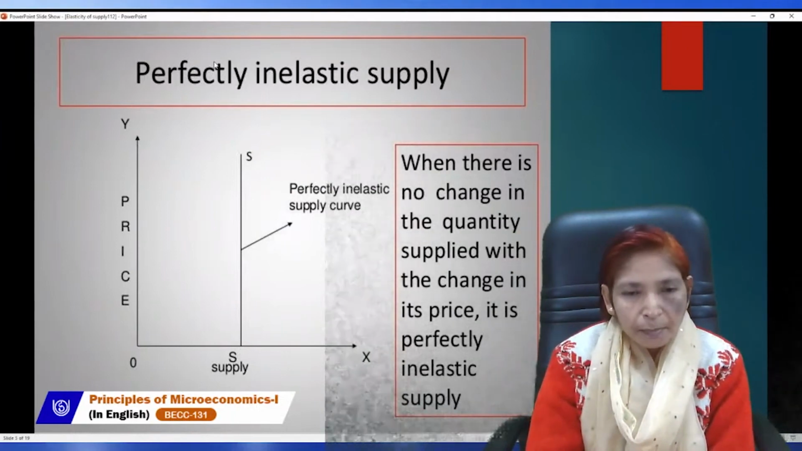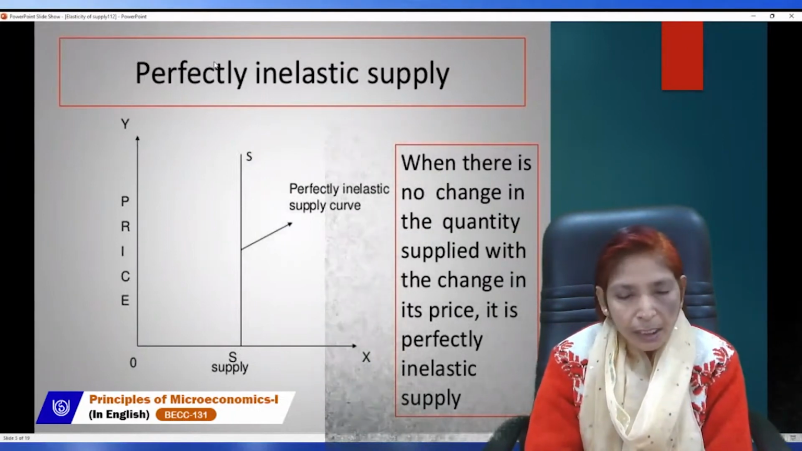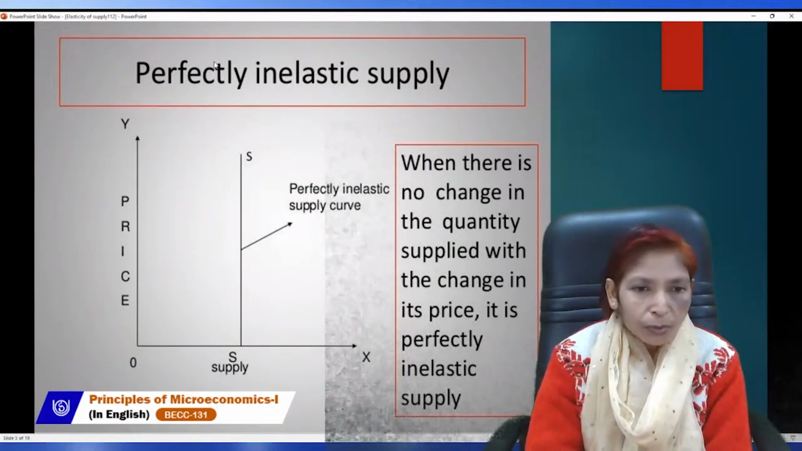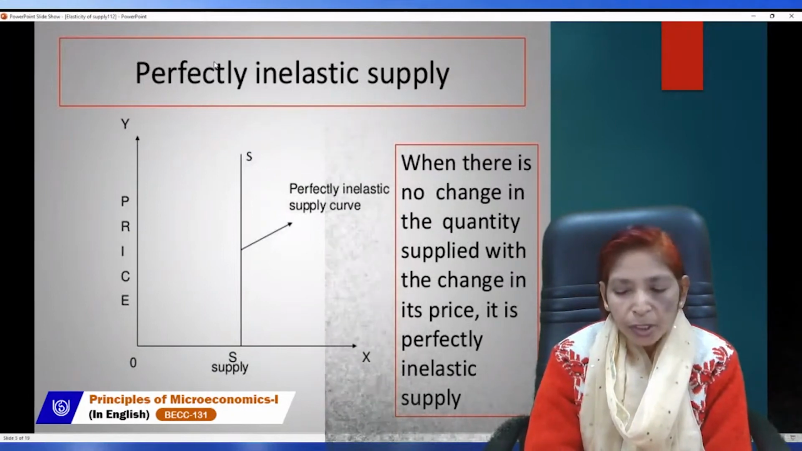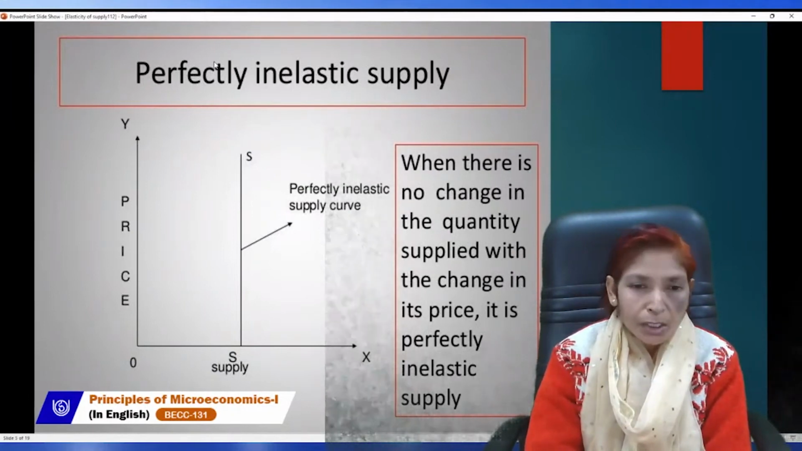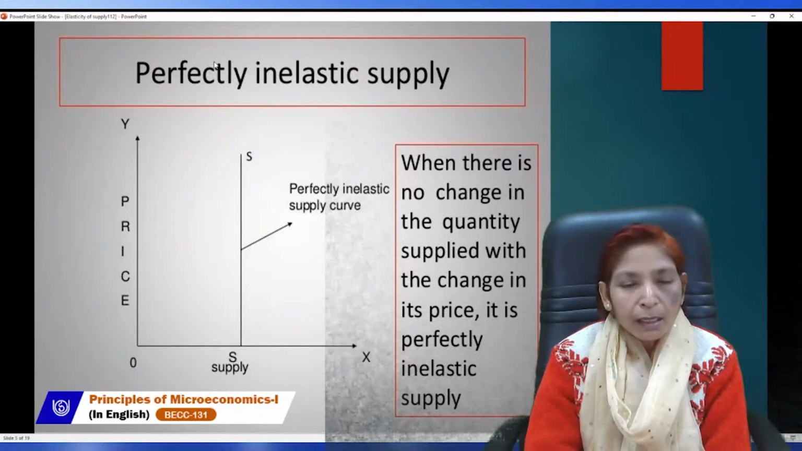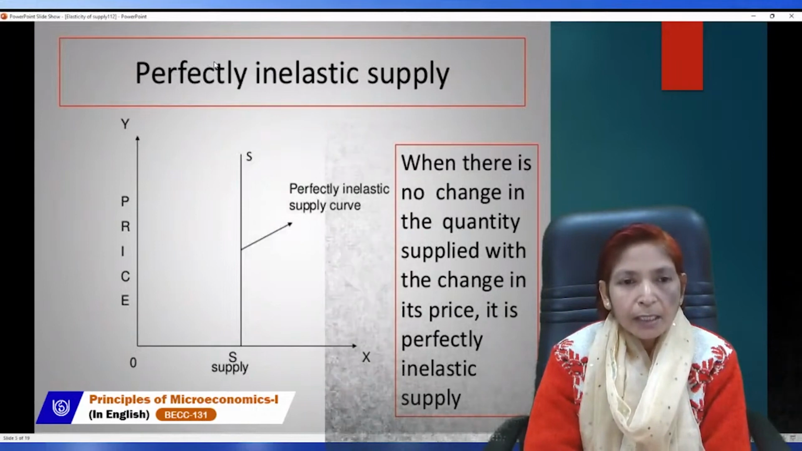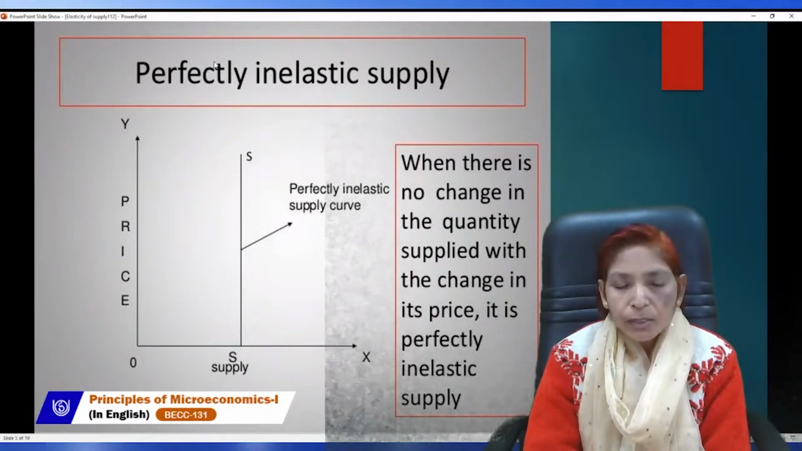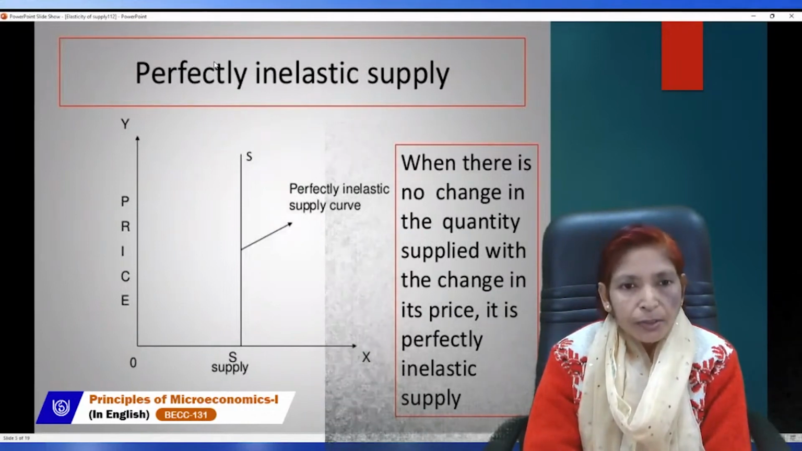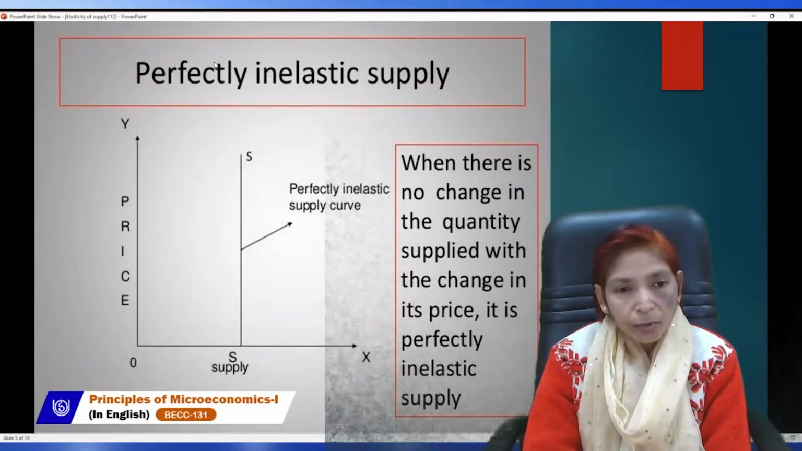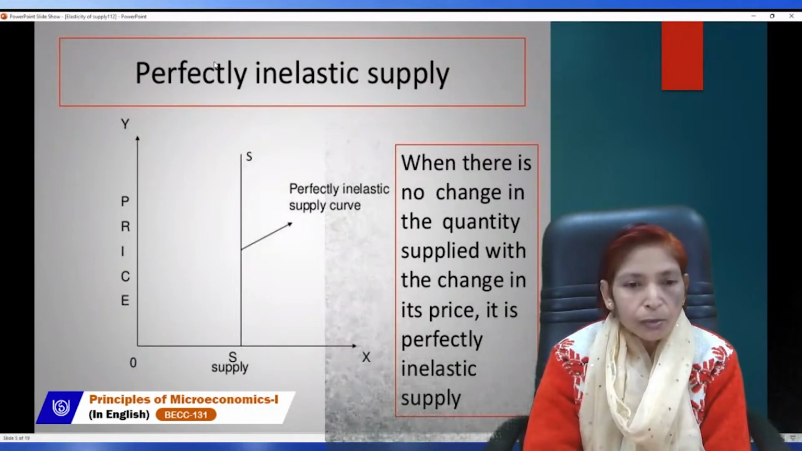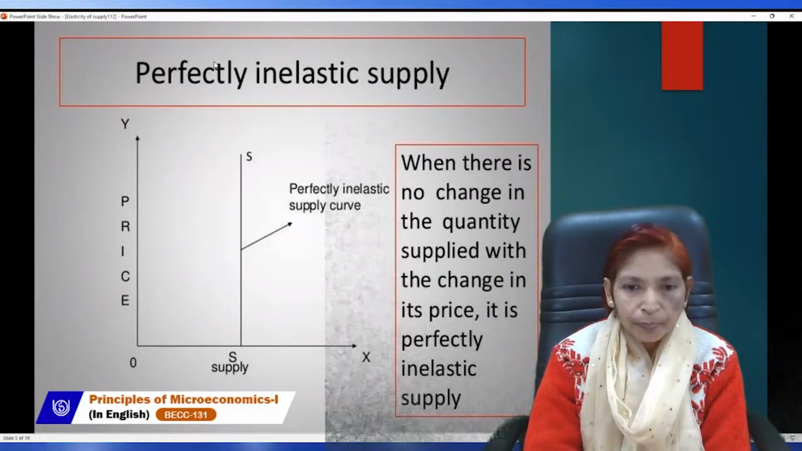In case of perfectly inelastic supply, ES will be equal to 0. Why is this 0? Because supply can't change. Supply is inelastic. That's why we denote this by ES equals 0. So in this case, the curve will be vertical or parallel to the y-axis.